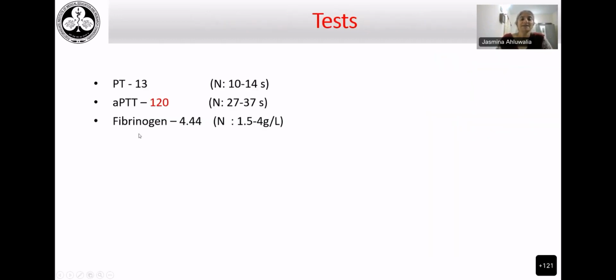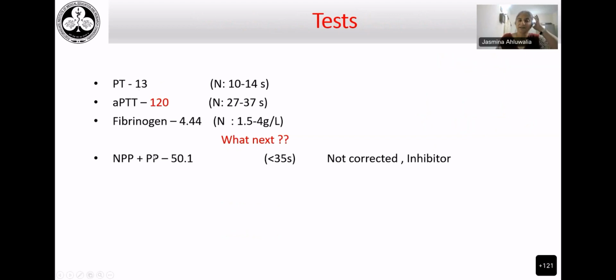When we did the PT, APTT and the fibrinogen, we found that the APTT was prolonged. So what should we do next? We should see whether it is just a plain deficiency or there is an inhibitor. We do that by doing a mix with normal pool plasma, and we see that the prolonged APTT is still not correcting to within reference range. So this indicates that there is an inhibitor in the patient sample.